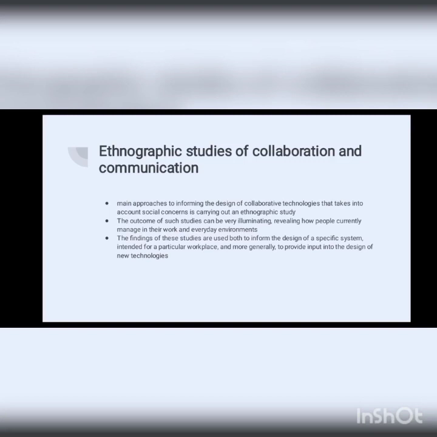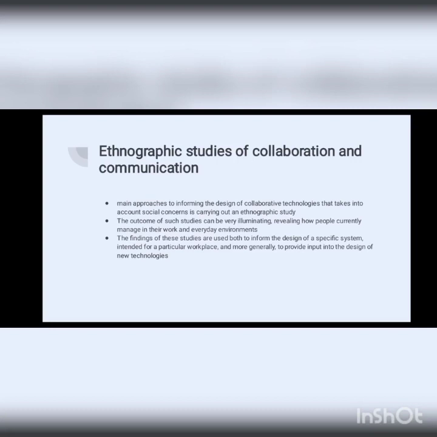So it means here is about studies, about face-to-face interviewing, one person to another, and how the collaboration and communication works. One of the main approaches to informing the design of collaborative technologies that takes into account social concerns is carrying out an ethnographic study. The outcome of such studies can be illuminating, revealing how people currently manage their work and everyday environments.